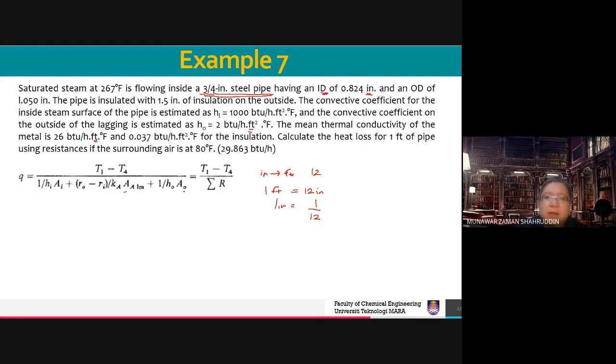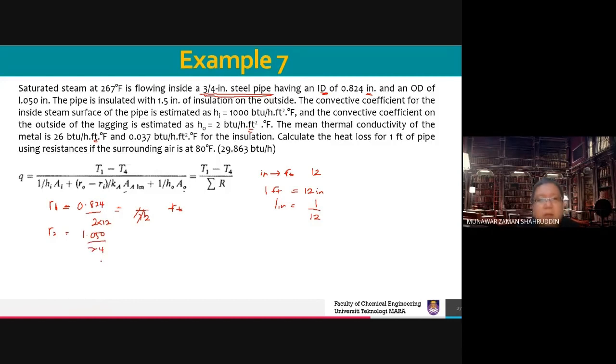And OD is 1.5. So you just write R1 equals 0.824 over 2. Then once you get this answer, you have to divide by 12, or multiply by 12 here, to convert to feet. And R2 is the same, 1.0 over 24.